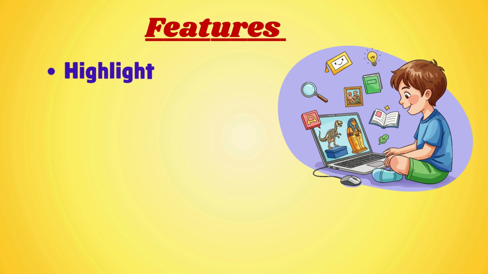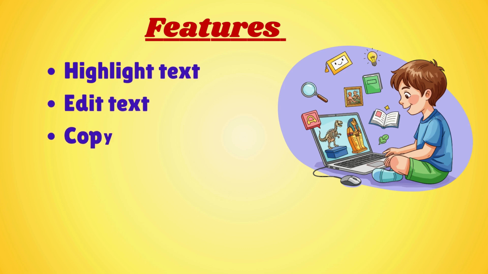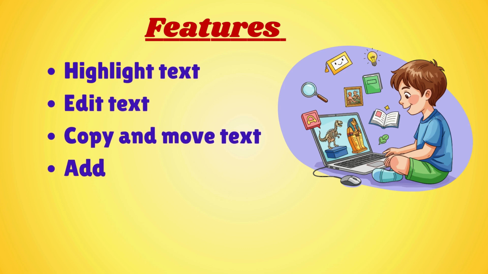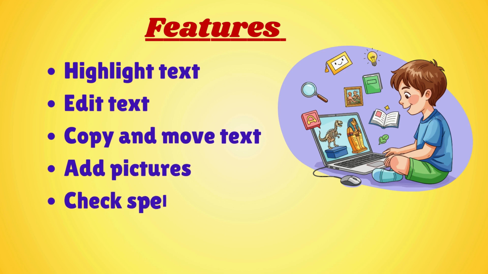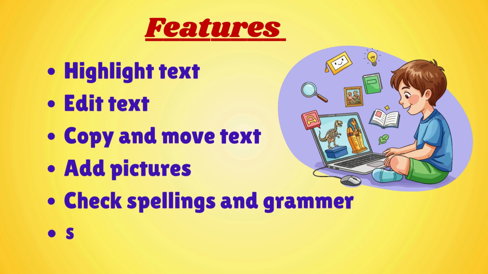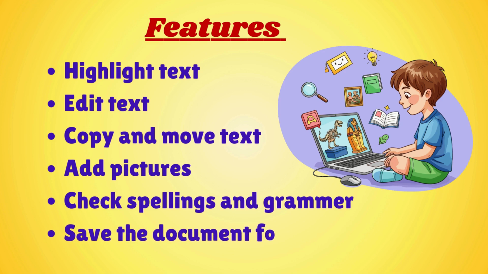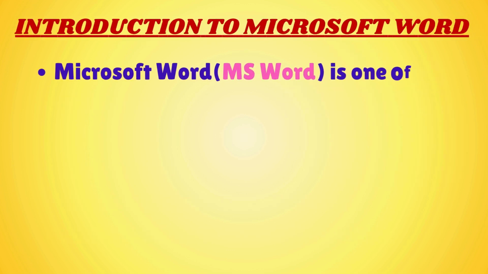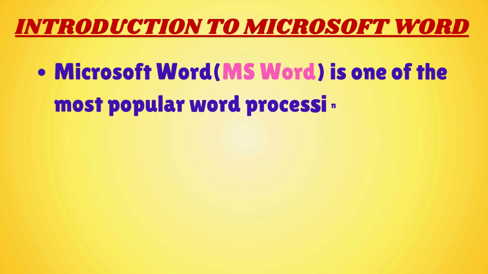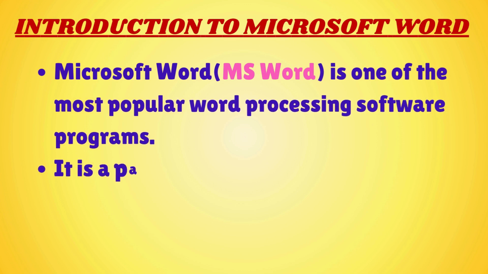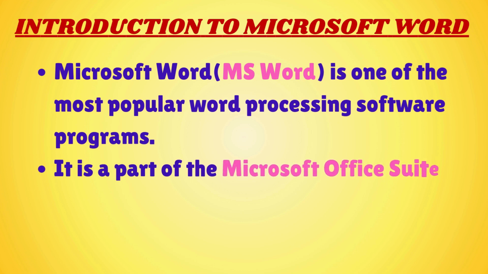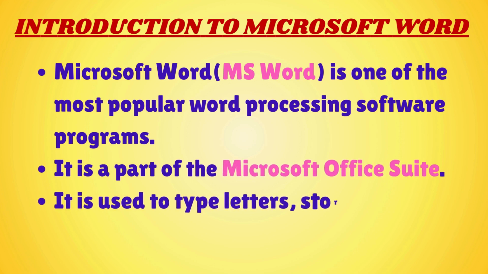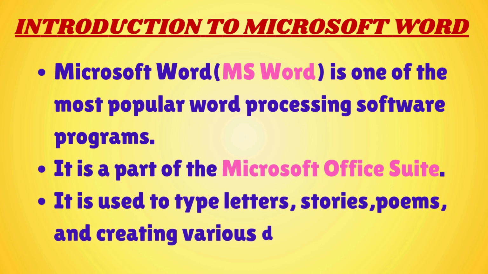The features of word processing software are: highlight text, edit text, copy and move text, add pictures, check spellings and grammar, save the document for future use. Microsoft Word is one of the most popular word processing software programs. It is a part of the Microsoft Office suite. It is used to type letters, stories, poems, and creating various documents.